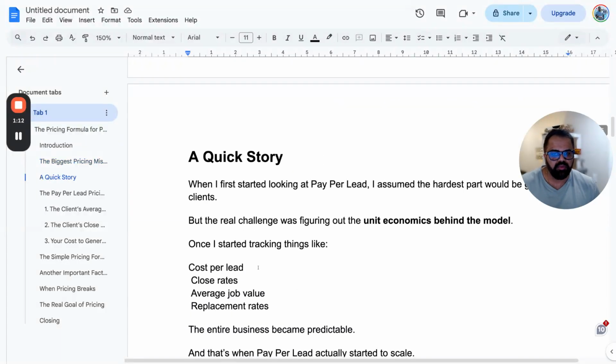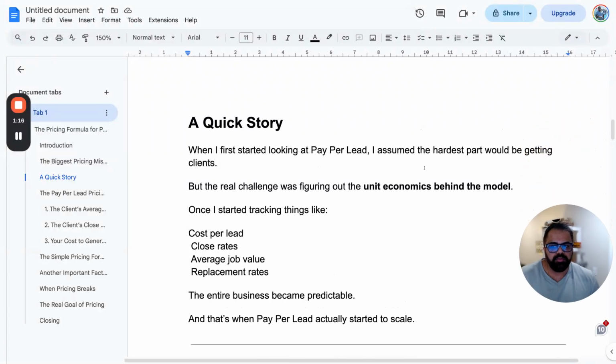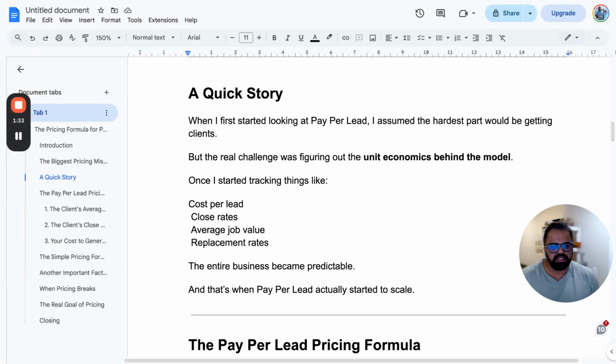Okay, so a quick story: when I started looking at pay per lead, I assumed the hardest part would be getting clients, but the real challenge was figuring out the unit economics behind the model. Once I started tracking things like cost per lead, close rate, average job value, and replacement rate, the business became more predictable and profitable, and that's when pay per lead started to scale.